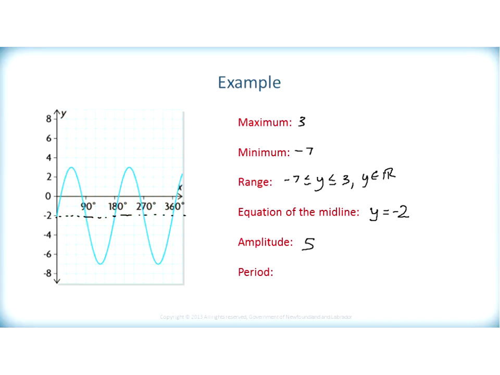And our period, we may be able to see it a little bit better here, is how long it takes to go from the max to the max, or the min to the min. It's also how long it takes to do one complete cycle. So from our sinusoidal, or our midline, we go from maximum back to midline to minimum back to midline. And that's 180 degrees would be our period.